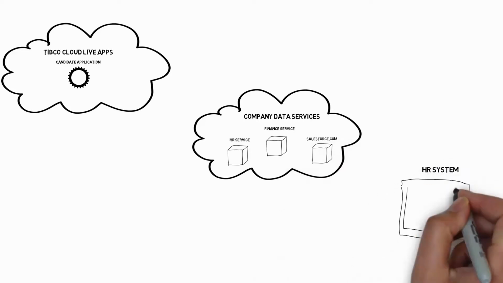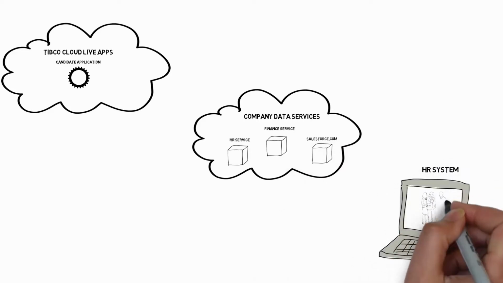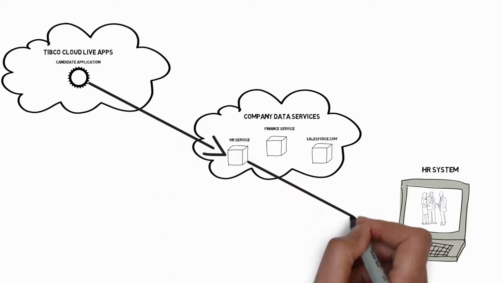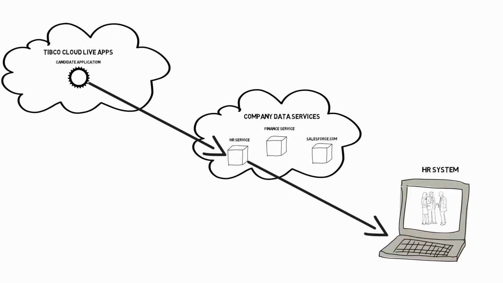This could be systems available via the internet or systems on your own computer networks. The data you can specify for a service depends on how the service has been developed. For example, for a candidate application, you may want to create, update, or delete employee data in your HR system. The developer responsible for your company data services provides a mechanism that allows you to pass your data. The services define how the data is mapped between your Cloud Live Apps application and the other systems.